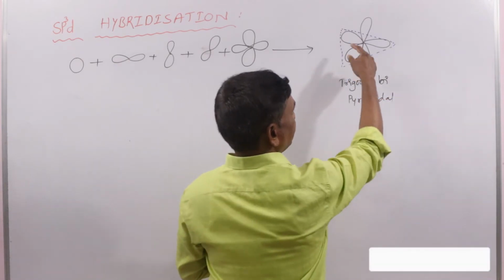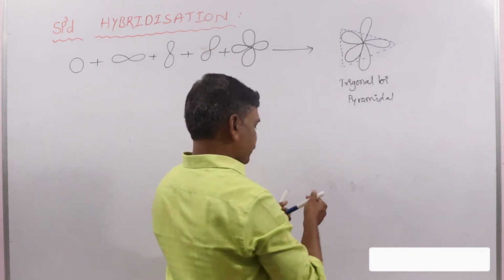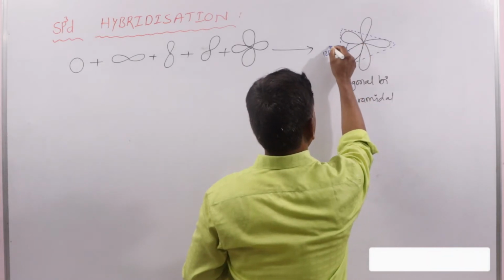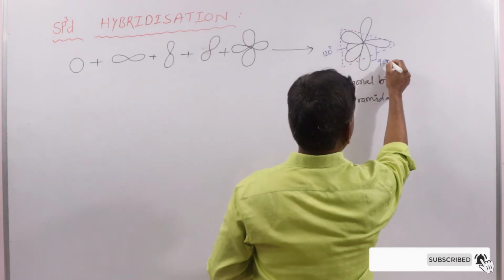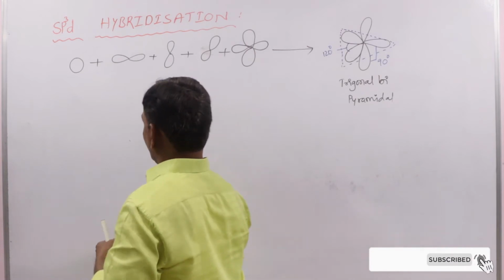So what is the bond angle between hybrid orbitals? Here we are getting two types of bond angles. Between these hybrid orbitals we are getting a 120 degrees bond angle, and between these two we are getting a 90 degrees bond angle.